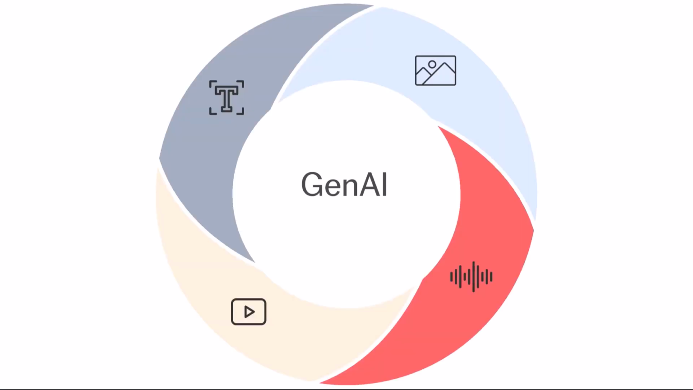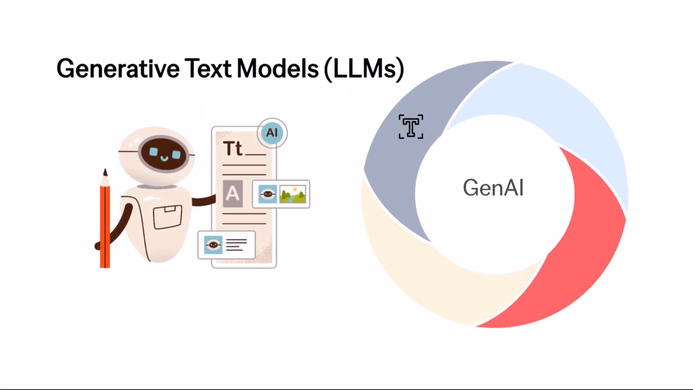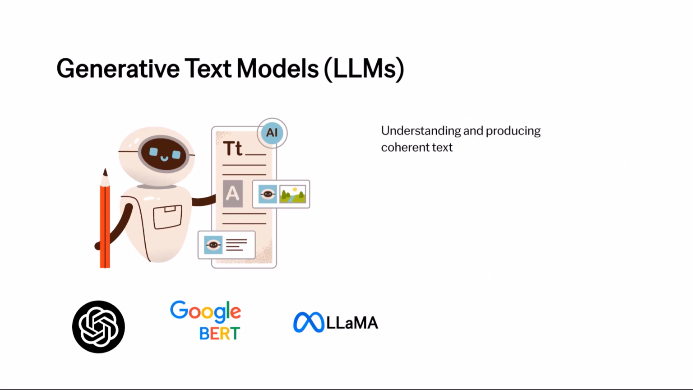Gen AI models are divided into types based on the content created. There are generative text, image, audio, and video models. Generative text models are often correctly referred to as large language models. LLMs are trained on massive data sets of text, enabling them to understand and generate human-like language. Examples include OpenAI's GPT, like GPT-4, Google's BERT, and Meta's Llama. These models excel at tasks involving language comprehension and generation, such as producing coherent text, answering questions, and creating summaries.